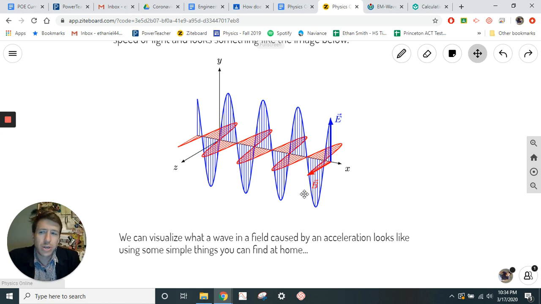The way you can picture a wave moving and propagating through a field is, and you can do this at home, if you take a largish container, and so here I have a Tupperware of water. We'll see if it'll focus on there. Maybe not. It's going to have a hard time.